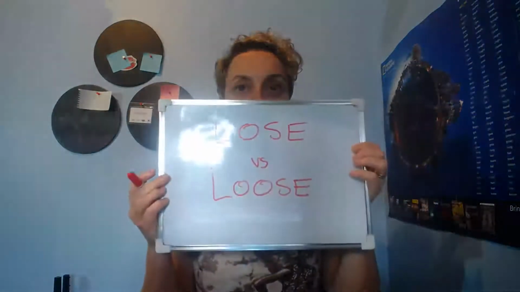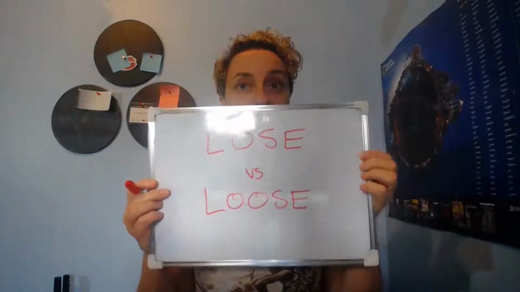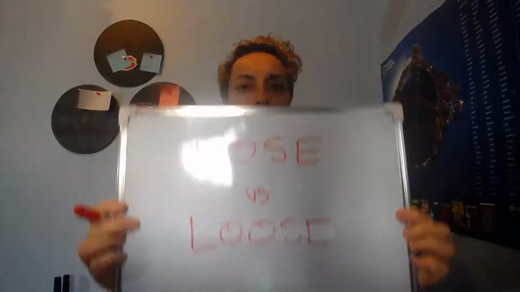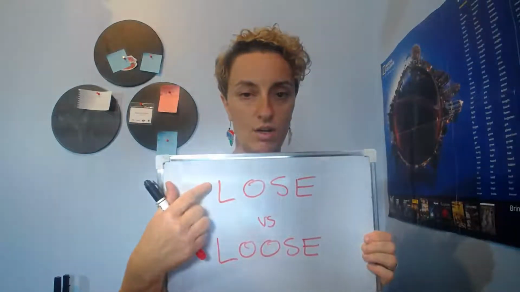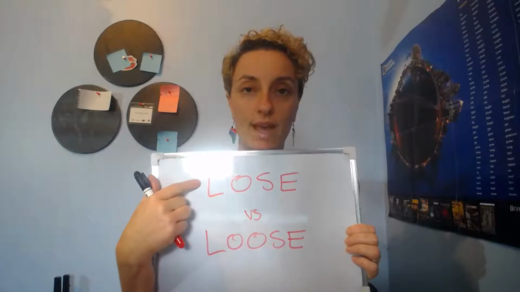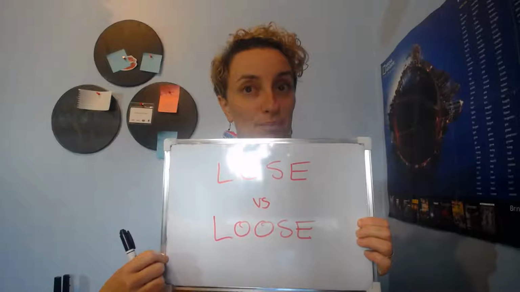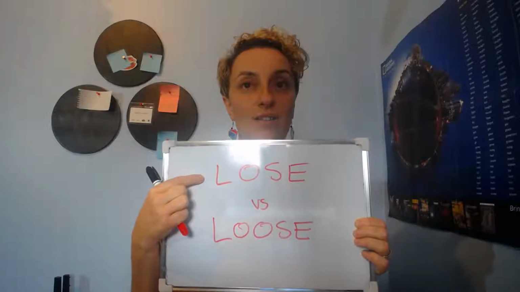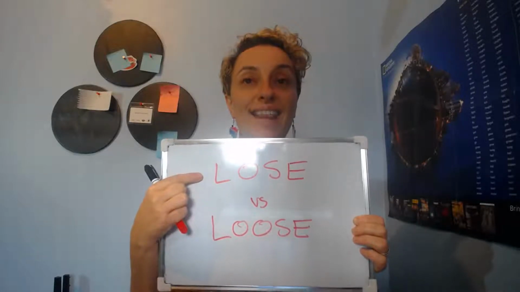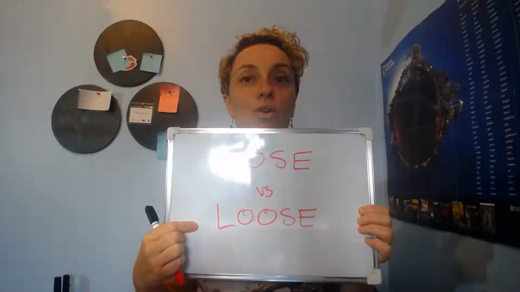So the first one we are going to be looking at is lose and loose. One more time. Lose and loose. Okay, so first of all, lose is a verb and loose is an adjective. It can also be used as a verb. Now, notice the pronunciation. The first one is pronounced lose. The second one is pronounced loose.